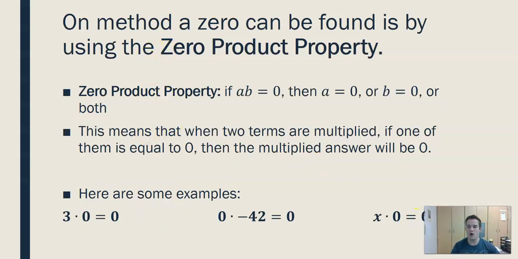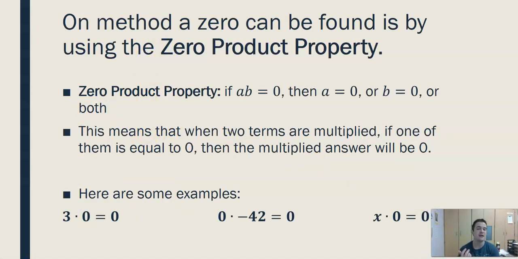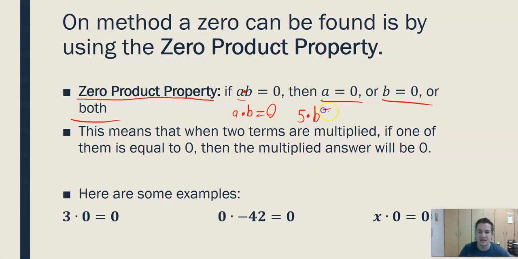One method a zero can be found is by using the zero product property. This is the second of our objectives. The zero product property says if a times b is equal to 0, whatever a and b may be, either a has to be 0, b has to be 0, or both. This means that when two terms are multiplied, if one of them is equal to 0, then the answer will be 0. Say a is 5 and b is 0. Then 5 times 0 is 0.